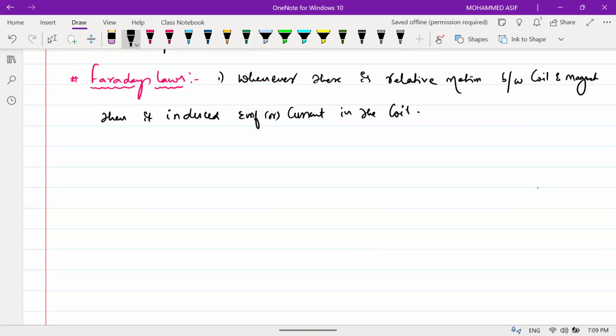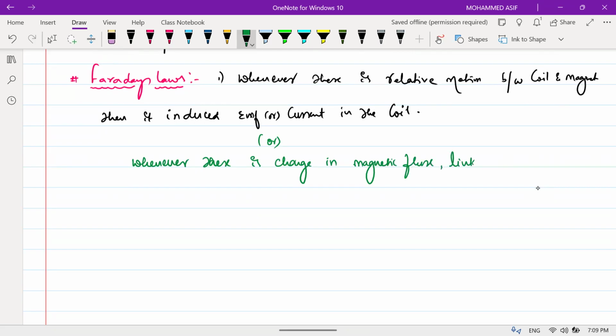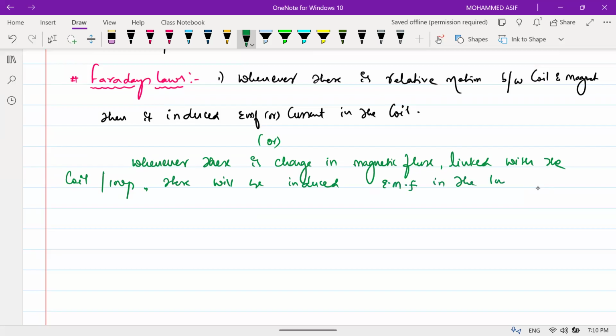Or we can even write like this. Whenever there is a change in magnetic flux linked with the coil, or we can say with the loop, there will be induced EMF, electromotive force, in the loop.